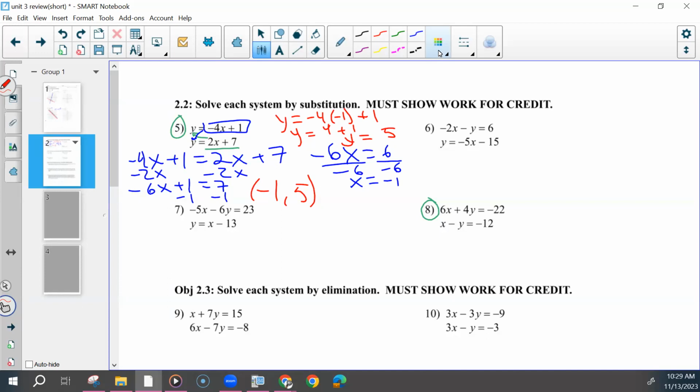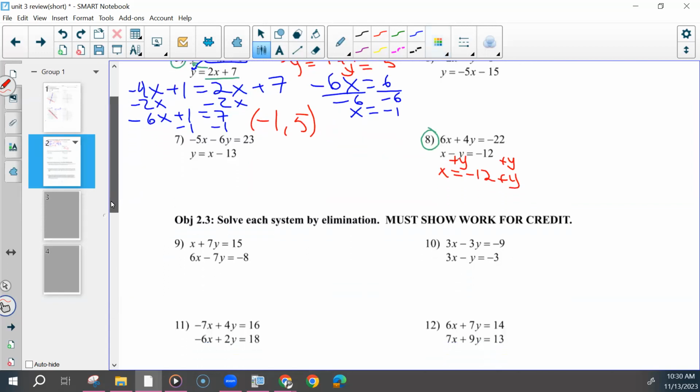Do we want to solve for x or for y? If we're solving this one for x, we have to get rid of y by adding it to the other side. We have x equals -12 plus y. Now we have an equation that's solved for the variable. Now we can take that equation and put it back in the first one where x is.